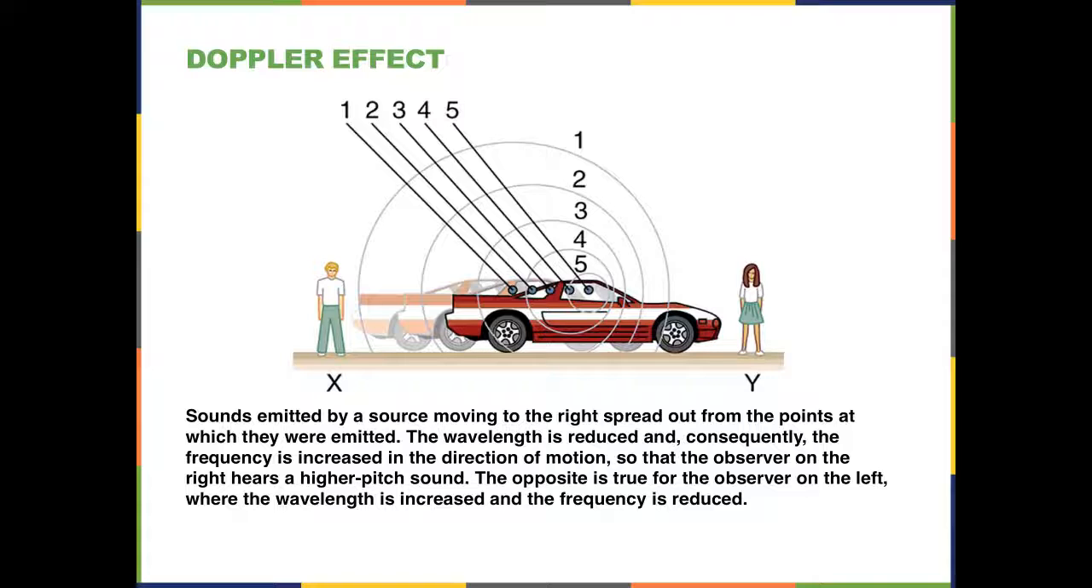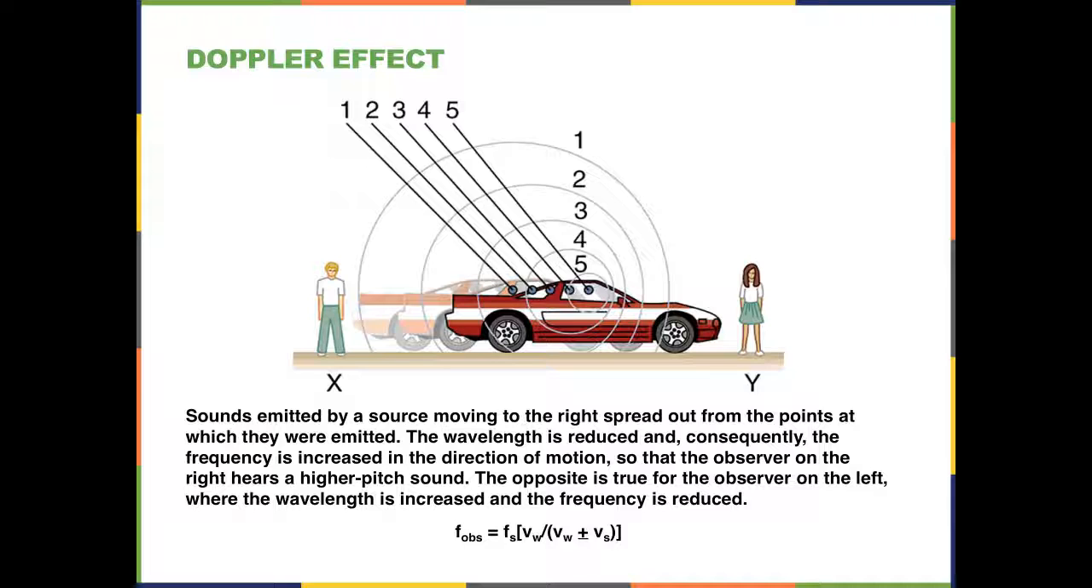And this in turn causes a shift in the frequency because the sound velocity does not change. So the observer at Y hears a higher pitched or higher frequency sound. The observer X hears a lower frequency or lower pitch sound. And so this occurs even though the frequency actually being emitted does not change, and this is known as the Doppler shift.